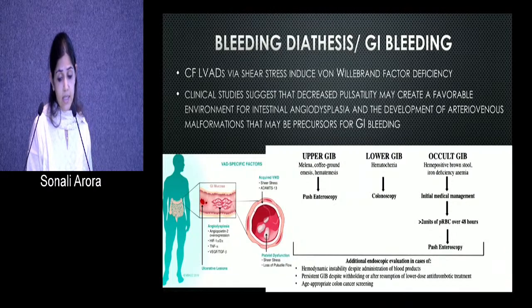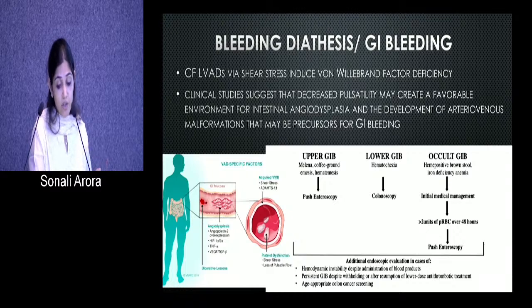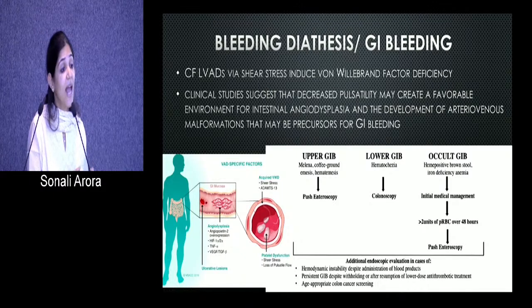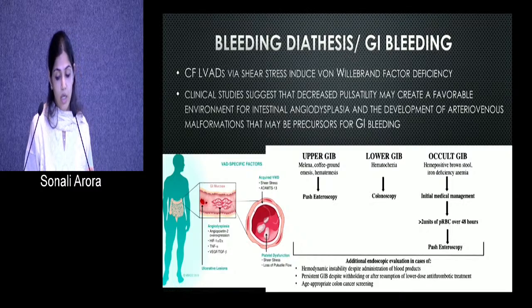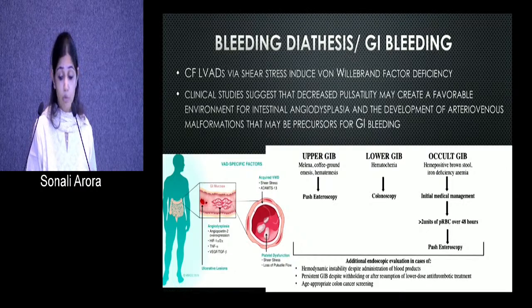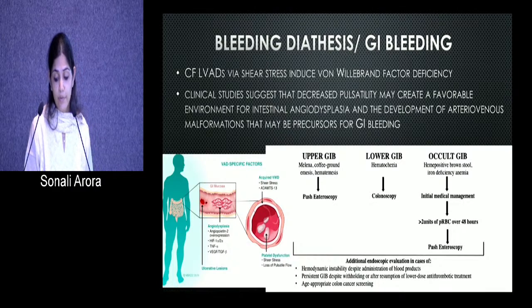Bleeding diathesis or GI bleeding. Continuous flow LVADs have shear stress-induced von Willebrand factor deficiency. And clinical studies suggest that decreased pulsatility may create a favorable environment for intestinal angiodysplasias and development of AV malformations in these patients, which are actually the precursors of GI bleeding. So GI bleeding would be seen in mostly all continuous flow LVADs. One patient might be different from another, and you might see an upper GI bleed or lower GI bleed. Upper GI bleed presents as melena, coffee ground emesis, hematemesis; lower GI bleed as hematochezia; or occult GI bleed most of the time, just hemopositive brown stool and iron deficiency anemia.